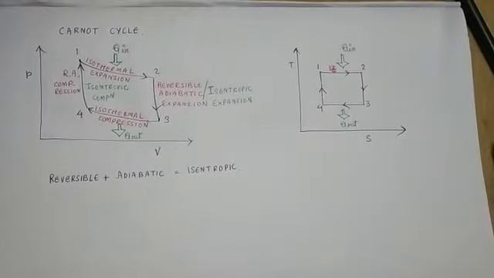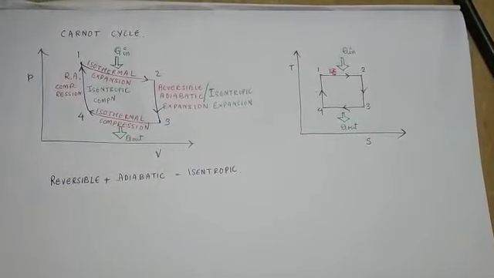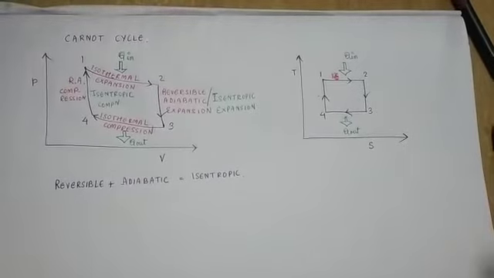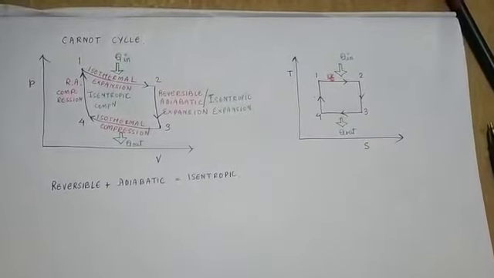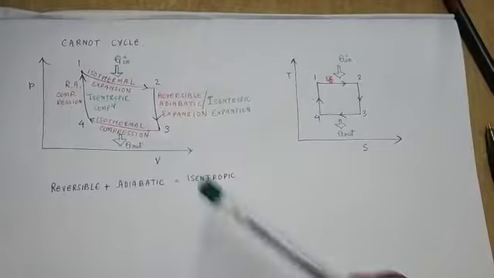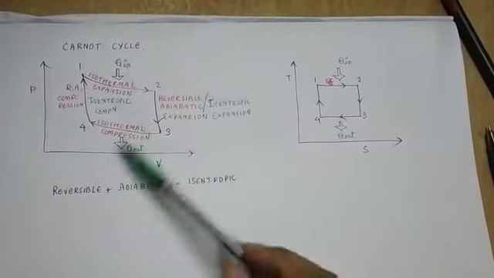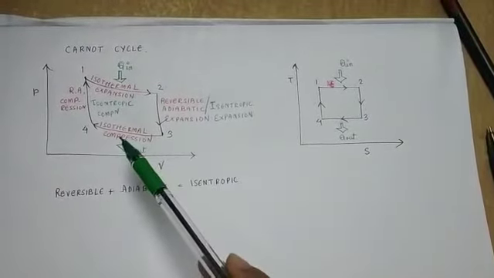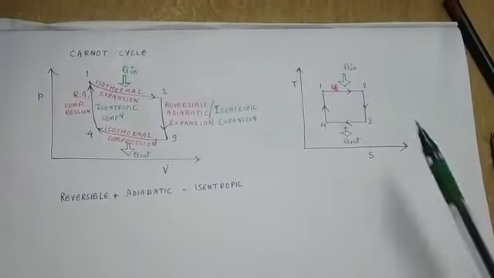Now if you remember our lecture from last week, we had discussed the Carnot cycle, wherein we had discussed this PV diagram of a Carnot cycle. So we had isothermal expansion, reversible adiabatic expansion, isothermal compression, and reversible adiabatic compression.